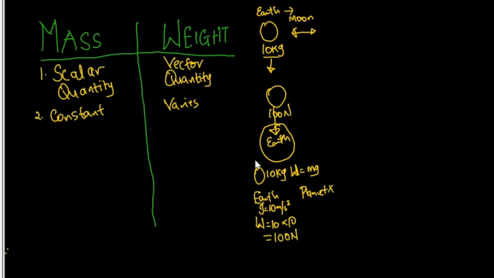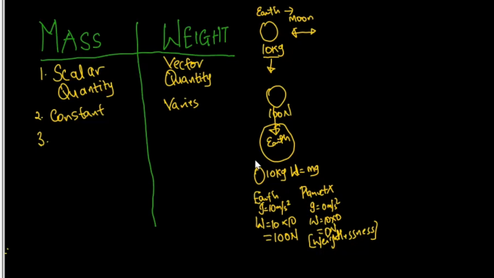But let's say on the planet X, g is equal to 0 meter per second square. For this case, the weight will be 10, that's the mass, times g, which is 0. So this will give us 0 newton. In this case, the body will experience a state called weightlessness. So that is why the mass of a body, either on the earth or on the planet X, will be 10 kilogram, but the weight will vary, and the weight depends on acceleration due to gravity.